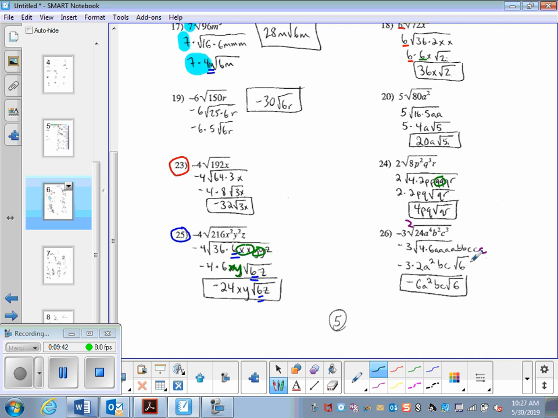My apologies. And so we circle away 1 pair. We should have a c in here, and there should be a c here. So our final answer for number 26 is negative 6a squared bc, and then times the square root of 6c.